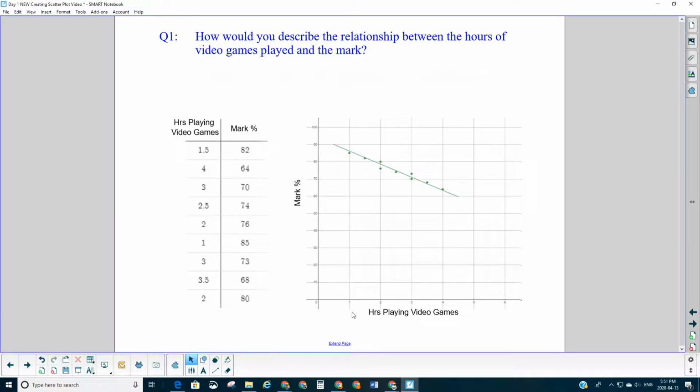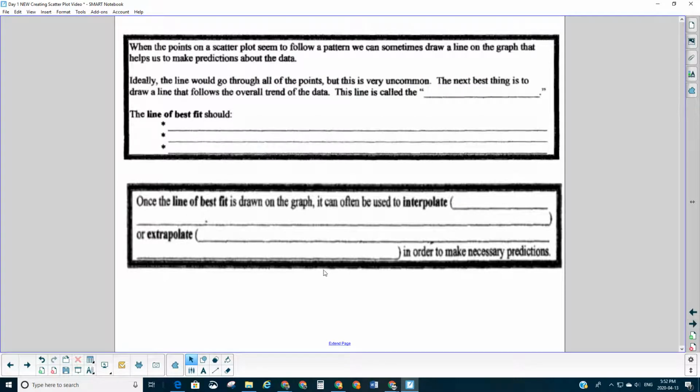So what we'll say is, as the hours increase, as we get a bigger number of hours, the mark seems to go down. We can formalize that by saying as the hours of video games increases, the mark decreases, and there appears to be a relationship between these. That's our connection. Once we establish mathematical relationships, we can go off and do all sorts of great things with that information.